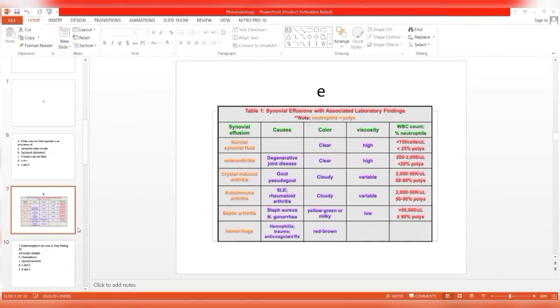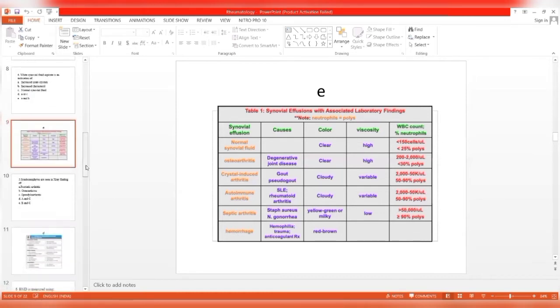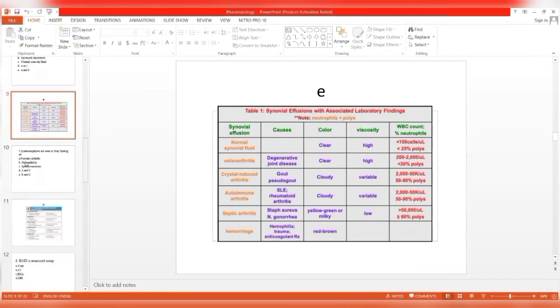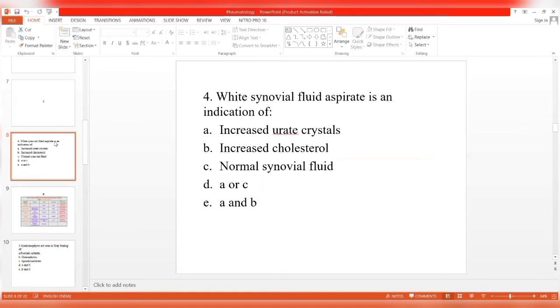So white synovial fluid, it is seen in what? White synovial fluid is seen when there is increased urate crystals and increased cholesterol.